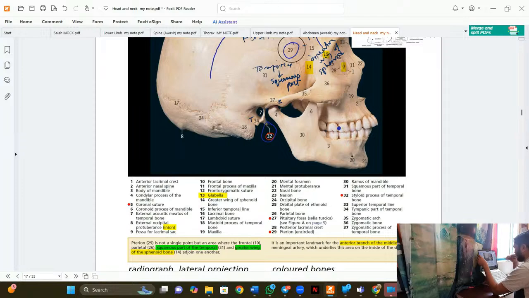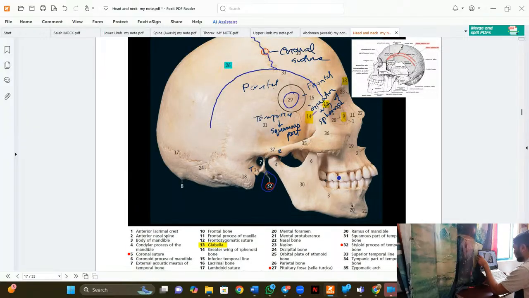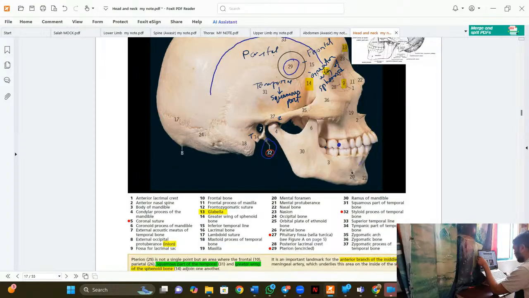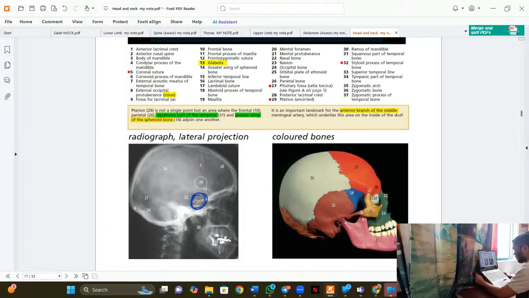16. Where is 16? The orbital fossa. Here 16. 16 is the orbital fossa here in the color picture. 16 is part of the mandible. You can see.